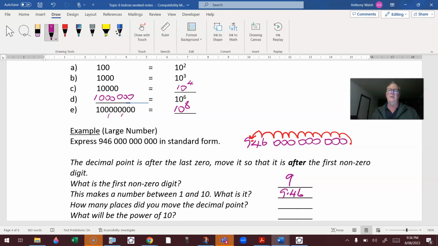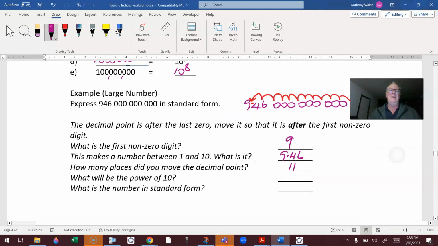How many places did we move the decimal point? We moved it 11. So what will be the power of 10 in my standard form? It would be 10 raised to the power 11. 11 jumps, we multiply by 10 to the 11. So what's the number in standard form? Well, we need the number between 1 and 10, that's 9.46, and a product of it, so we multiply by the power of 10, which would be 10 to the 11.